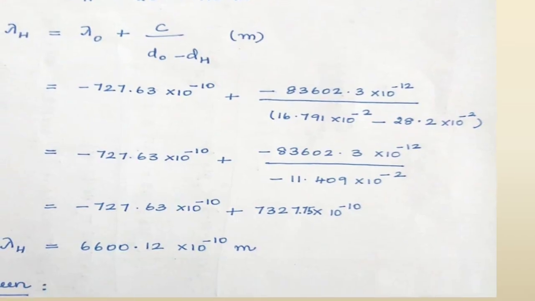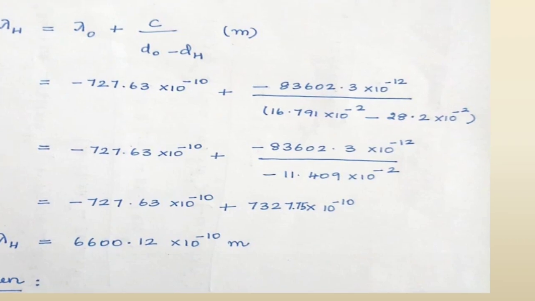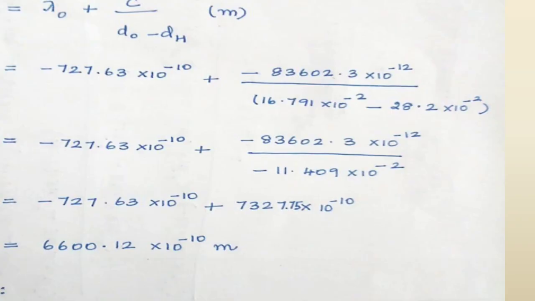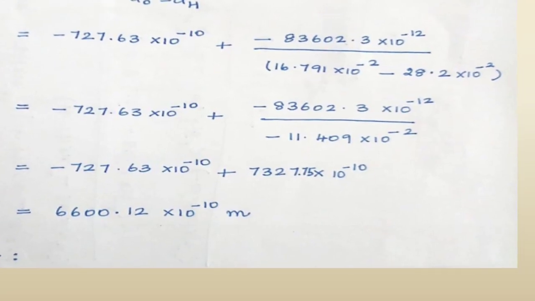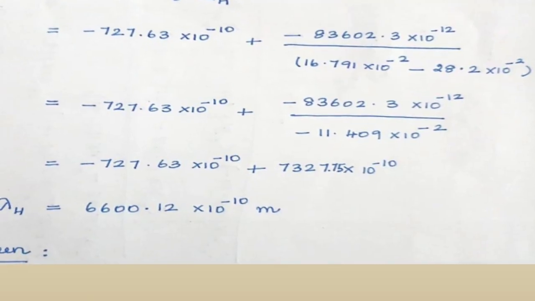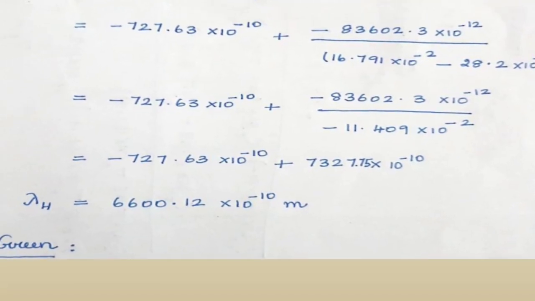See, in the next step, we have subtracted 16.791 and 28.2, and 10 power minus 2, which is common in both the terms, is taken out. So this 10 power minus 2 and the 10 power minus 12 in the numerator get cancelled and will give you 10 power minus 10. And dividing 83602.3 by 11.409 gives us 7327.75 into 10 power minus 10.